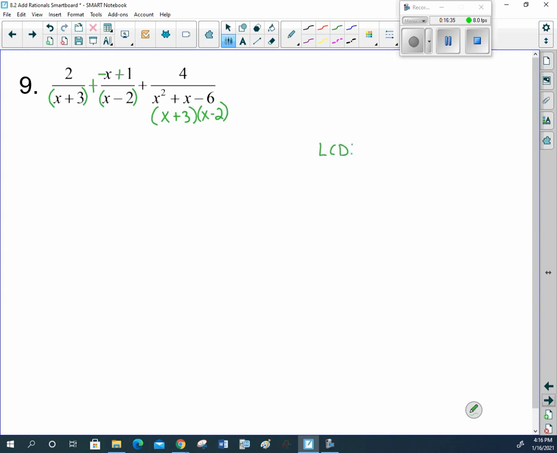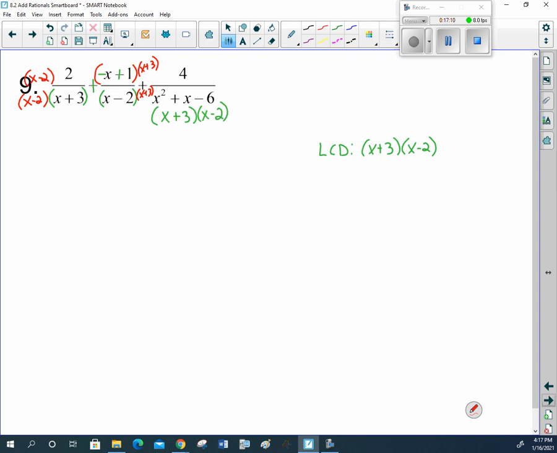So now we need to figure out what our lowest common denominator is. So we need all of our different factors. So it looks to me like just these sets of parentheses. So I see an x plus 3, so I need an x plus 3, and I see an x minus 2, so I need an x minus 2. So all of the denominators need to be x plus 3 times x minus 2. So this one needs to multiply by x minus 2. Okay, I'm going to put that in parentheses. Remember how we did that before? And this one needs to multiply by x plus 3. And the 4 is good.